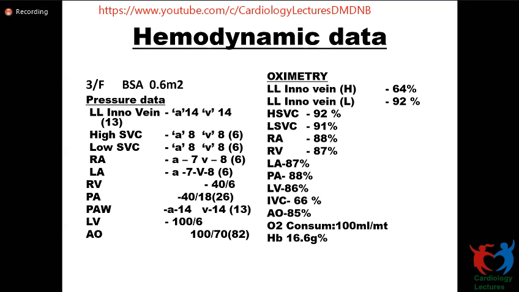Okay, right. And looking at the whole data, the innominate vein pressure is equal to the pulmonary arterial wedge pressure, indicating that the connection is from the pulmonary venous system into the left innominate vein. So the diagnosis in this patient is total anomalous pulmonary venous connection of the supracardiac variety, where it drains into the innominate vein and then drains into the SVC. Can you tell me how will you calculate the pulmonary blood flow in this patient?